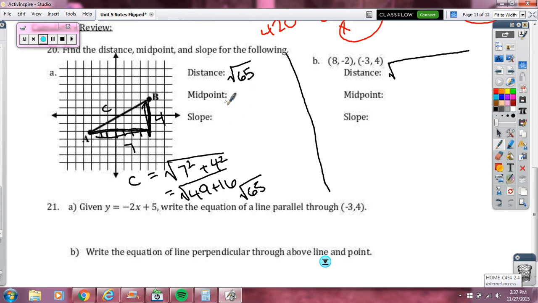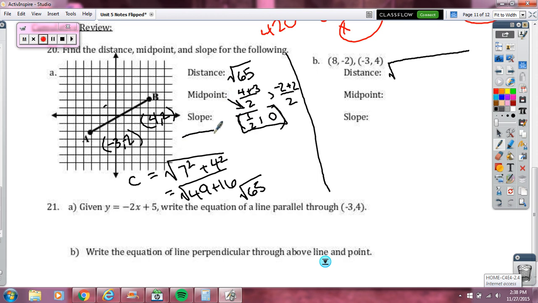Cool. Midpoint, I'm going to take the two x values, add them together, and divide by 2. So here it might actually be kind of helpful to figure out what my coordinates are. A is at -3, -2. B is at 4, 2. So for the midpoint, I would do 4 plus -3 divided by 2, which is 1/2. Then for the y-coordinate, I would do -2 plus 2 divided by 2, so that's 0 divided by 2, or 0. There's my midpoint.